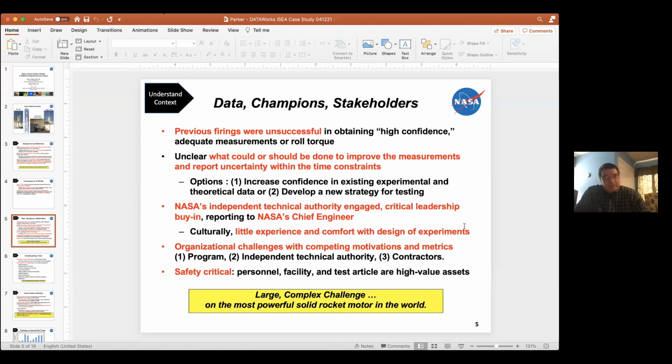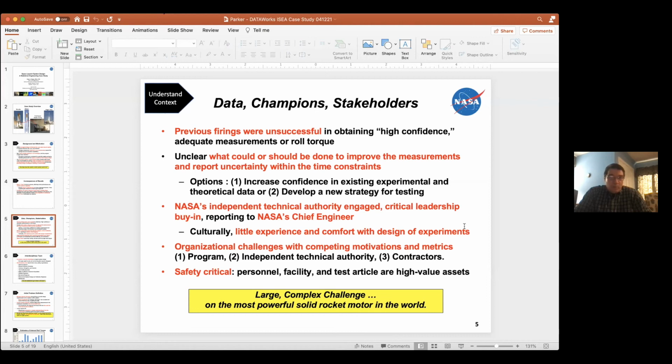As the system became more of a focus, NASA's independent technical authority, known as the NASA Engineering and Safety Center, who reports directly to the NASA chief engineer, became involved. And culturally, there was very little experience with statistical design of experiments. You're going to hear that in my talk, and I'm not going to focus this talk on statistical design of experiments, but I think many people in this venue are very familiar with that. And there was very little experience in comfort. Comfort might be a nice way to say that there were some bad experiences, little comfort from some bad experiences.